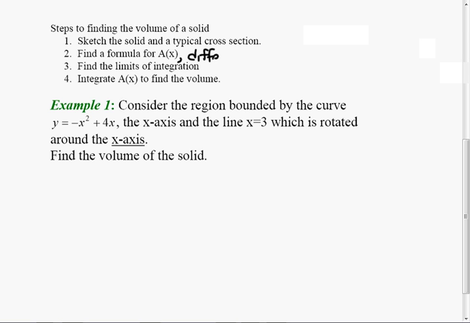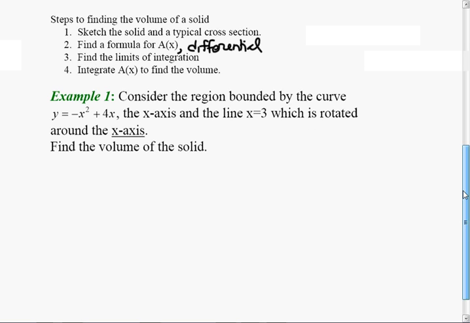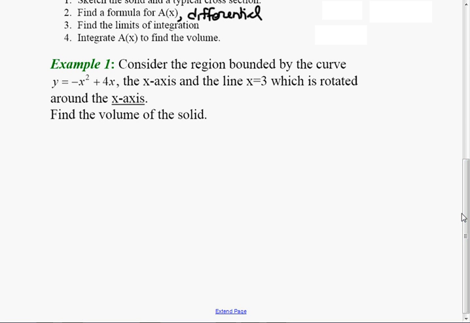I see a lot of tests without the differential, but then my question is, how do you know if it's X or Y in the problem? The differential always tells you what it is. Find your limits of integration and then integrate. Okay, so let's just do the problem.